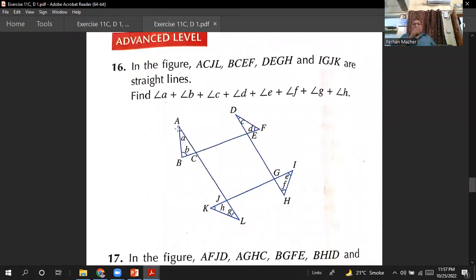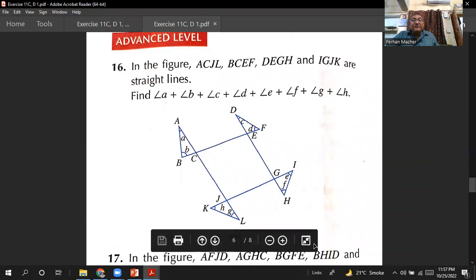So we are on question number 16. It says in the figure, ACJL, BCEF, DEGH, and IGJK are straight lines. Find the sum of A, B, C, D, E, F, G, H. Okay, the strategy is very, very simple.